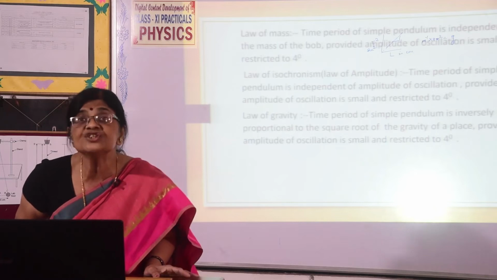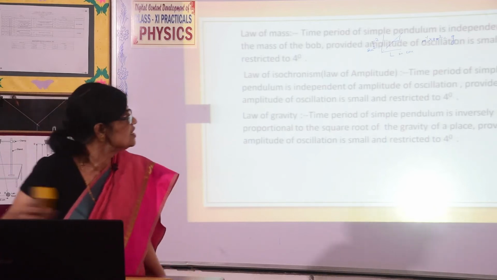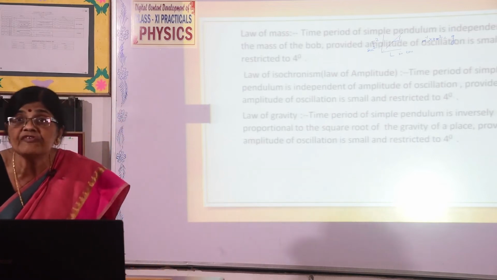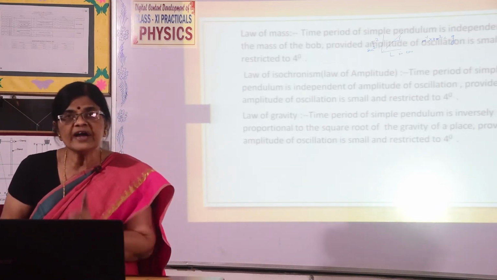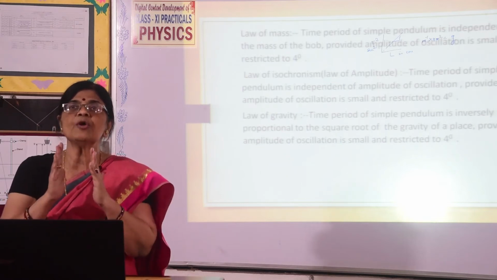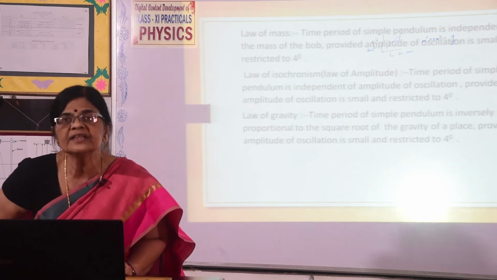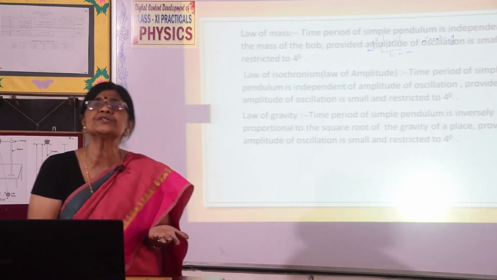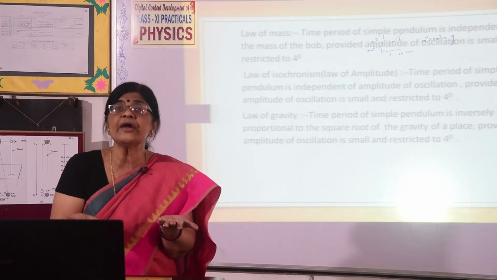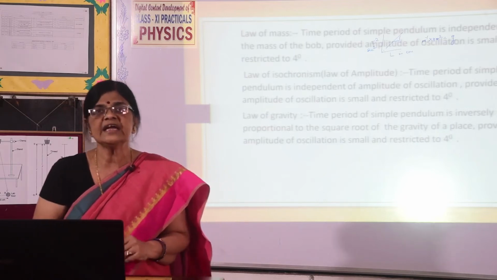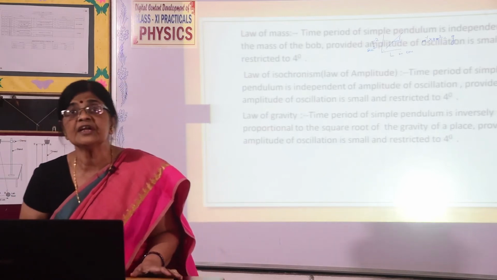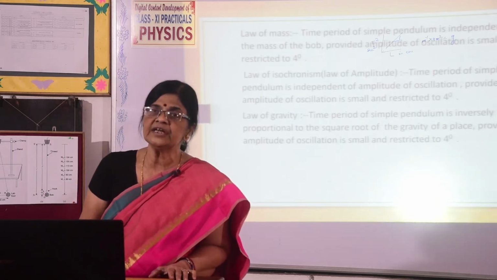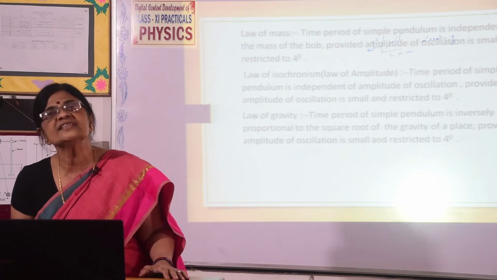The law of isochronism, which is the law of amplitude: the time period of the simple pendulum is independent of the amplitude of oscillation, provided, what's the condition? That the amplitude is small, restricted to 4 degrees. Then comes the law of gravity. The time period of the simple pendulum is inversely proportional to the square root of the gravity of the place, provided the amplitude is small, restricted to 4 degrees. Mind you, this line, provided the amplitude is small, restricted to 4 degrees, has to be mentioned in all the laws because it is a simple harmonic motion.